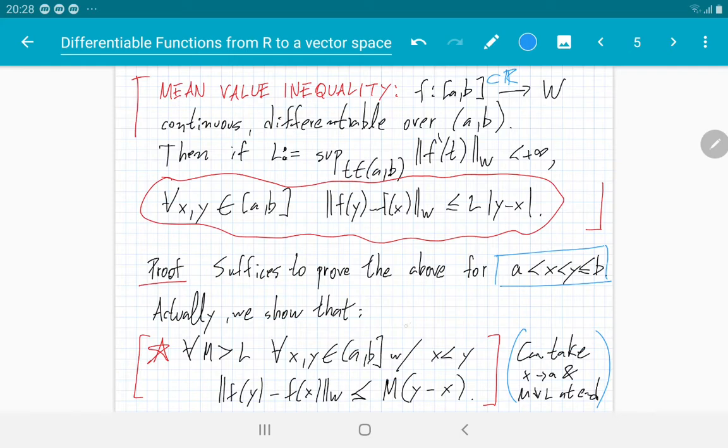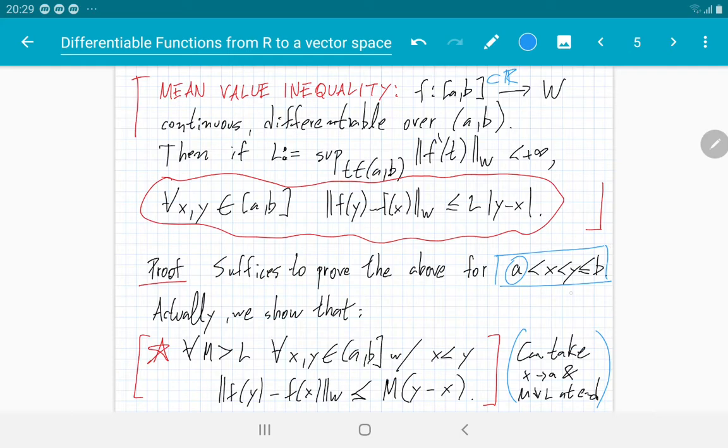Here we already have the first stage of the proof. First thing to notice is that I don't really need to know the mean value inequality for all x and y in the closed interval from A to B. I just need to know it excluding, say, the left-hand point. I can always assume that y is more than x, because either the two are equal, then there's nothing to prove, or one of them is less than the other. I'm going to assume without loss that the smallest one is x. I can also assume that x is strictly larger than a.